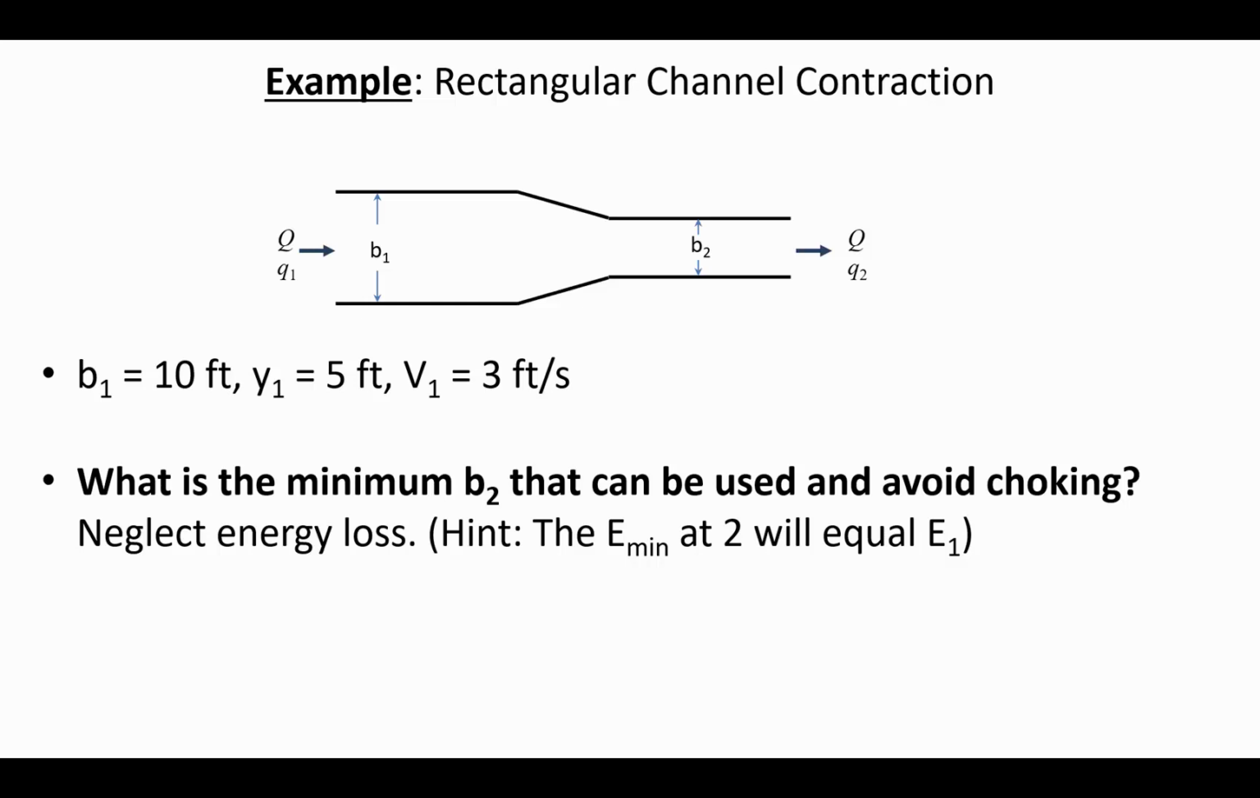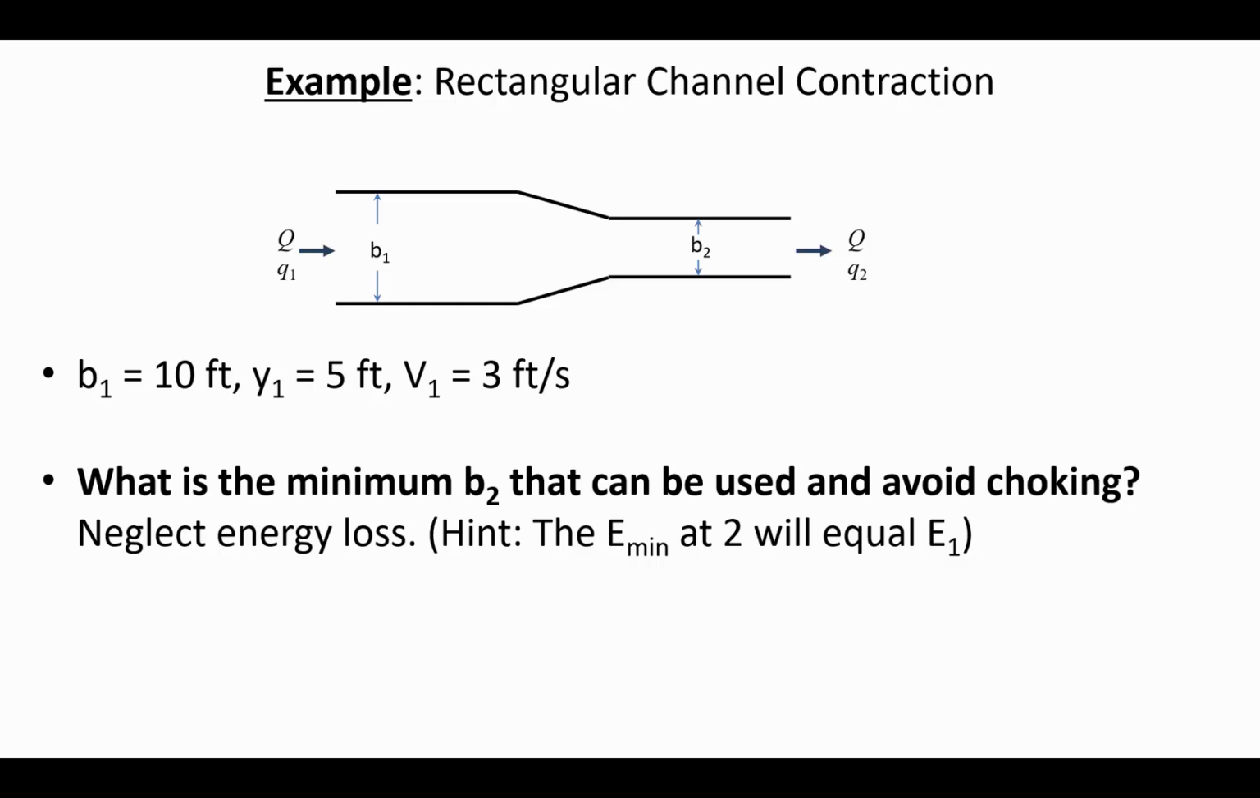So here, instead of having a big block in the channel, instead of the obstruction being vertical, we're contracting the channel, and that potentially could obstruct the flow. So we're asking, how narrow can we make B and still get the water through that channel without any disequilibrium, without causing choking and pooling upstream?